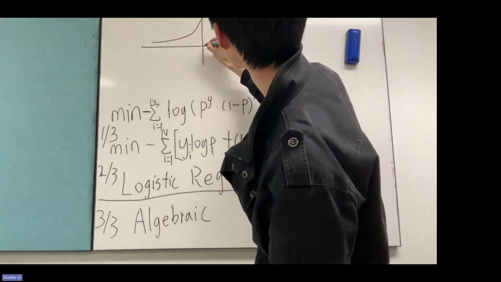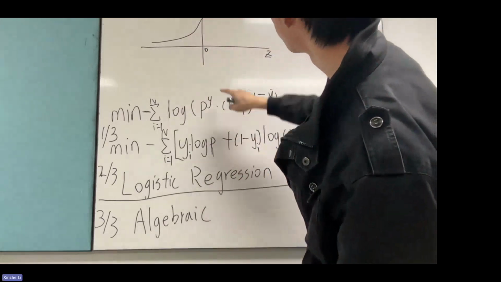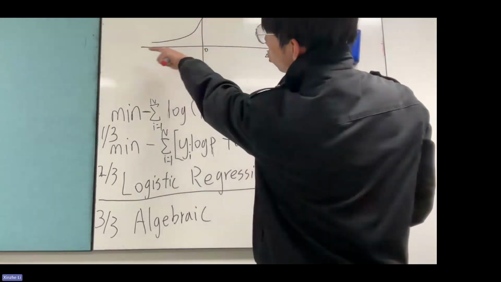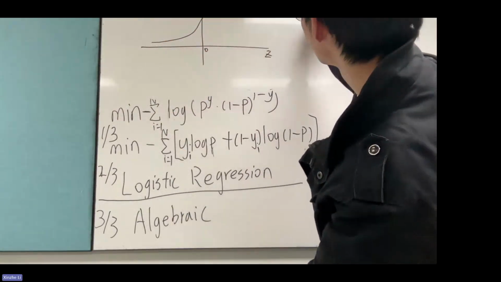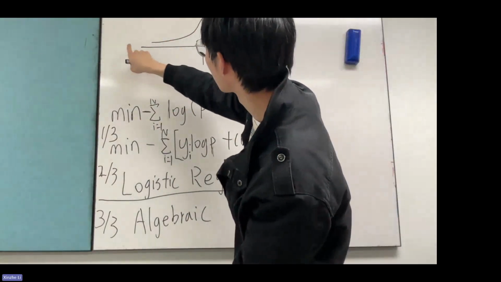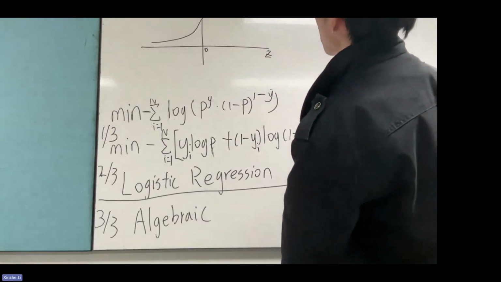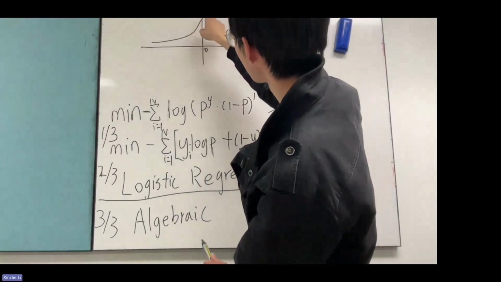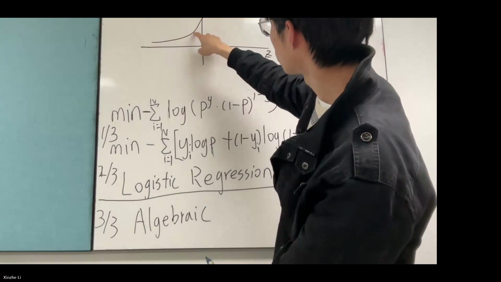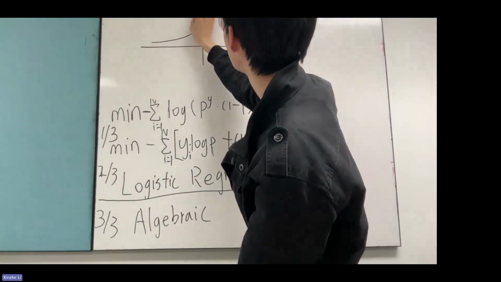So here is 0, here is 1. The output is always between 0 and 1. It will approach 0 on the negative infinite side, and on the positive infinite side, it will approach 1. Okay, so this is a sigmoid function. In this case we can assume it's a probability, right? Because it's between 0 and 1. That is the key idea.